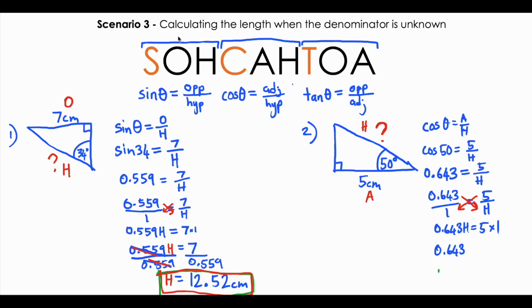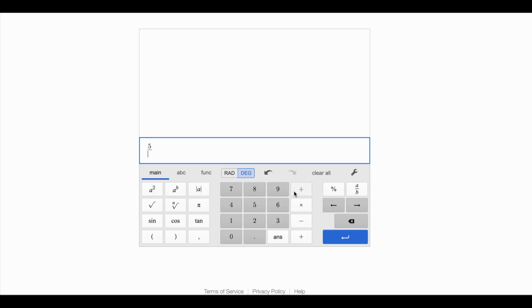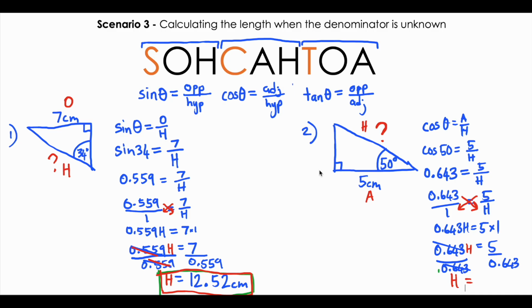How do we get the h by itself now? We divide. So we divide both sides by 0.643. Okay? So therefore, the hypotenuse is equal to 5 divided by 0.643. So if I do 5 divided by 0.643, I would get 7.78, because this 6 would allow this 7 to turn to an 8. All right, so therefore this would be 7.78 centimeters. And that's our answer. Does that make sense? Yeah.